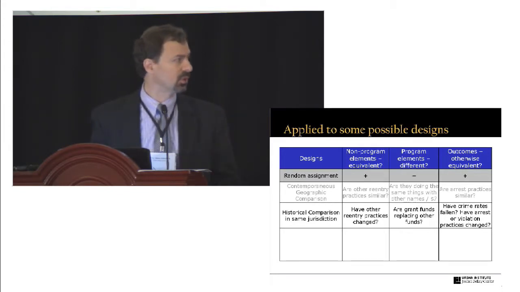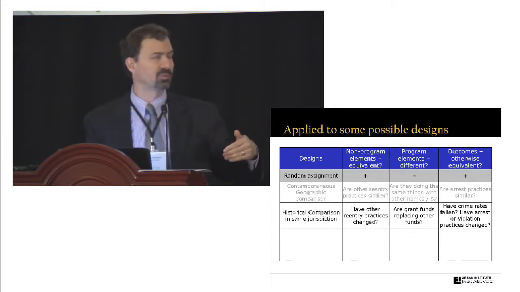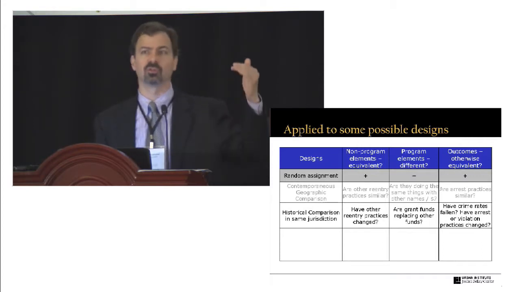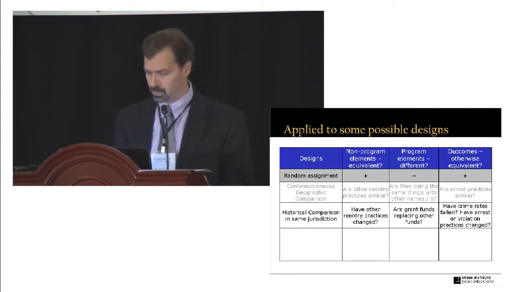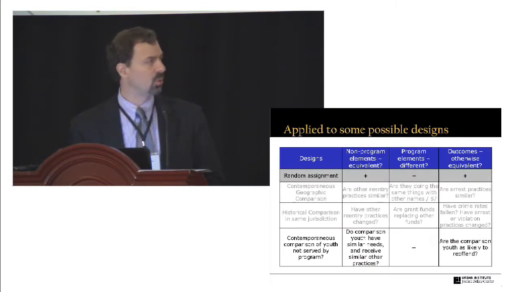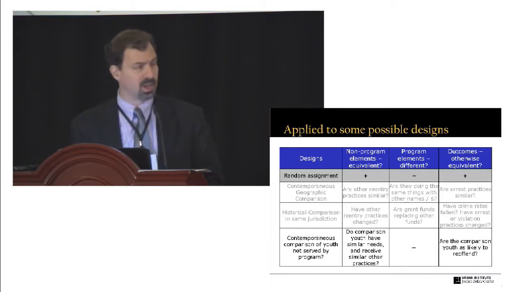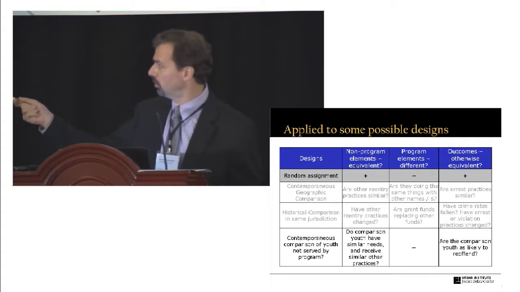This is particularly important these days, as we see that in many places crime rates and other measures of recidivism have been dropping. So if those things are dropping, and you don't take that into account, you're assuming that they would be the same when maybe they wouldn't be. And the third one I'll mention is you might be looking at a contemporaneous comparison of youth who aren't being served by the program. This is very common. And you have to ask, again, are the non-program elements for that comparison population the same as for the program comparison? Do they have similar needs? Are they similar in all kinds of ways? And are they participating in other programs? And are the program elements different? Well, that you know in this case.